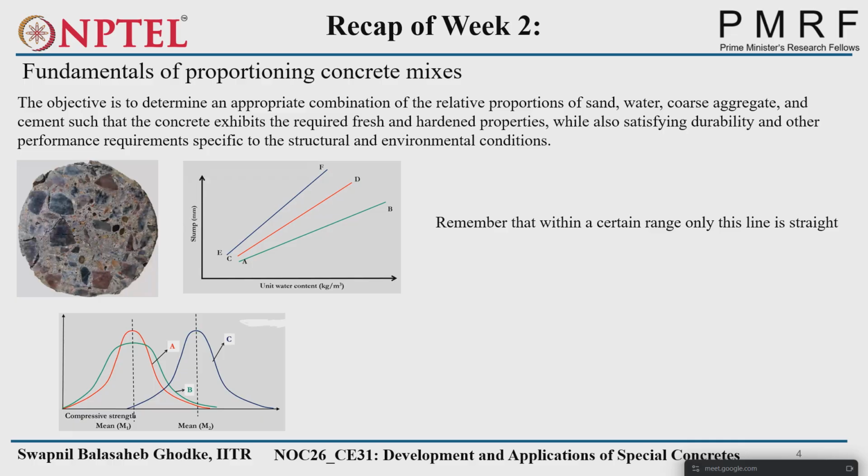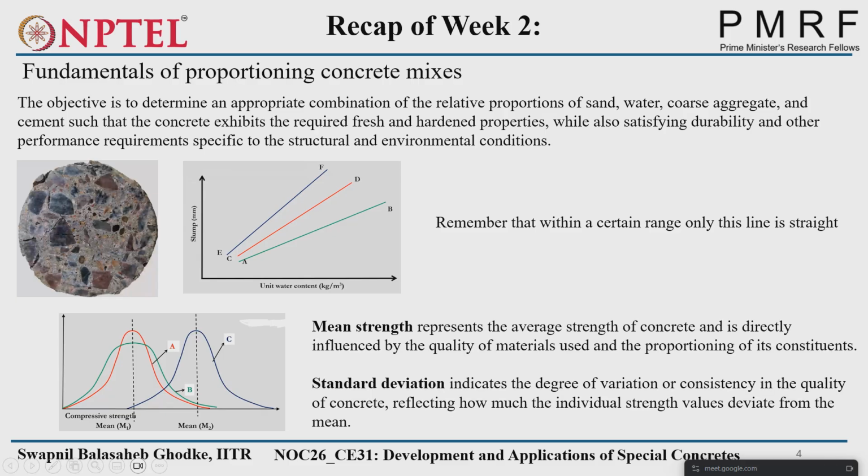Because strength is mainly dependent on the water cement ratio. We already saw that in the last lecture also. And here we are saying slump is dependent on the unit water content. So what does mean strength actually represent? The average strength of the concrete, which is directly influenced by the quality of the materials used and the proportioning of its constituents.